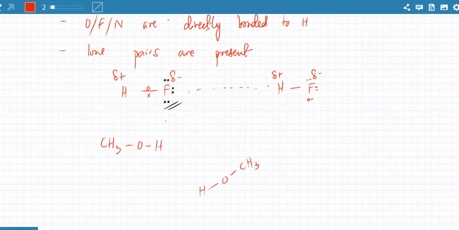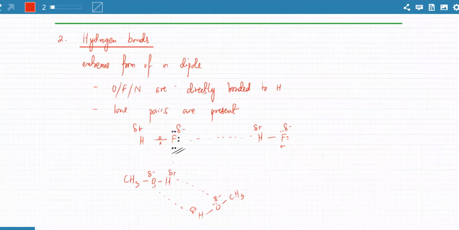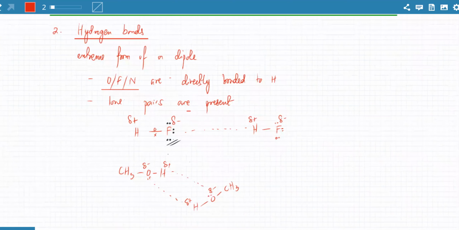So for example, you've got this partial positive, this one is partial negative, this is partial positive, and this is partial. So very, very strong force of attraction between the two. Is this clear? Yes, sir. So just remember that if you have O, F or N, one of the most electronegative elements bonded directly to H, then there's going to be a dipole created, and that dipole would be very, very strong. So that would result in a very strong hydrogen bond.